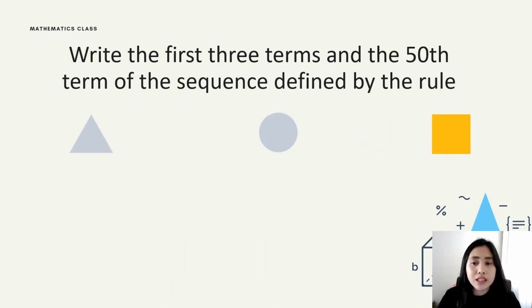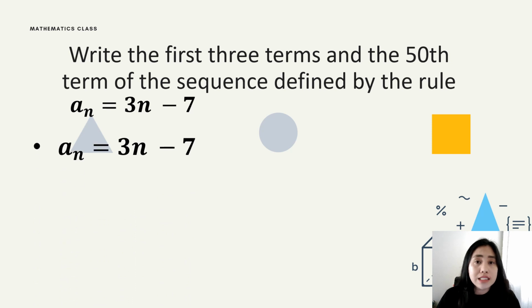Write the first 3 terms and the 50th term of the sequence defined by the rule a sub n equals 3n minus 7. Ang rule ng sequence o pattern ay ibinigay na a sub n equals 3n minus 7. Ito ang ating susundan upang maibigay ang unang 3 terms pati ang 50th term ng sequence na ito. Paano? Ito ay sa pamamagitan ng substitution.